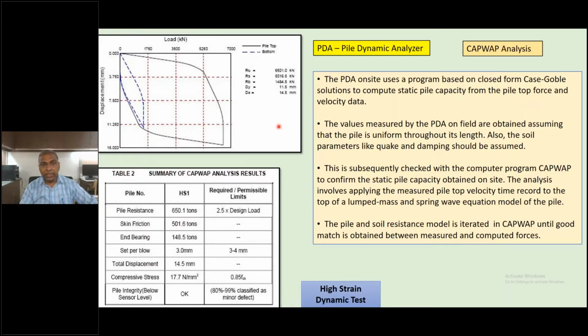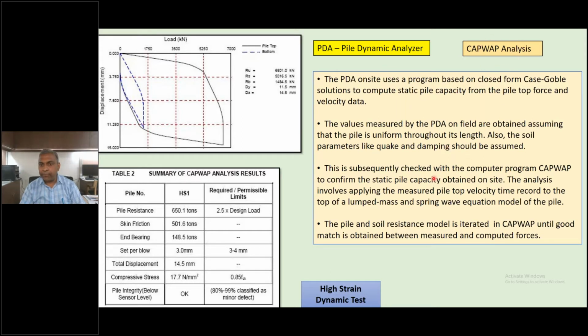Analysis in the high strain dynamic test is carried out in two ways: one is PDA and another is CAPWAP analysis. PDA is an on-site program where a closed form solution is used to compute pile load capacity from the hammer drop you are applying and the velocity you are recording through accelerometers. However, the PDA program computes the value based on the assumption that the pile is uniform throughout its length, and that the soil reacts with the pile, meaning skin friction is also uniform throughout the length. Parameters like quake and damping are also assumed. However, for bored piles, PDA is not recommended.